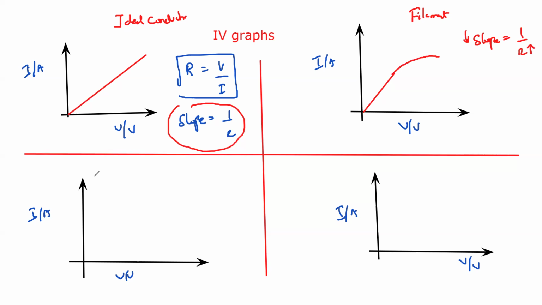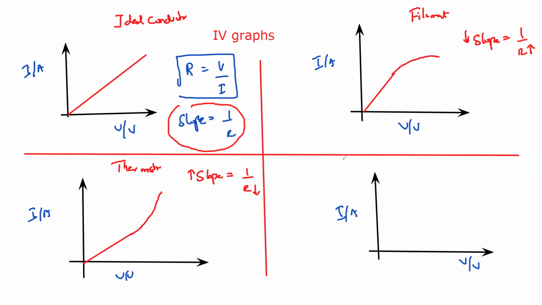But if you have a thermistor, which is a heat resistor, initially the resistance of a thermistor will be high, but as the temperature increases, the resistance of the thermistor decreases. Here the slope is the reciprocal of the resistance. So as the increase in temperature reduces the resistance, as the resistance decreases, the slope will increase. So this will get steeper.